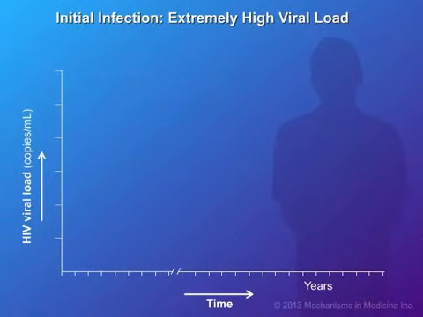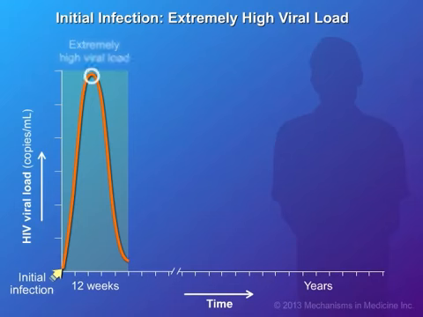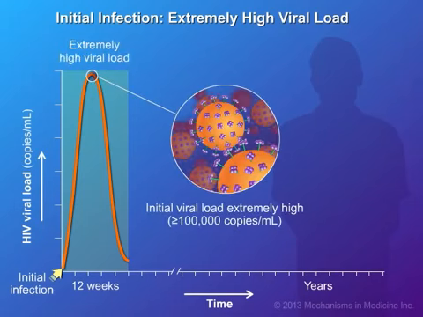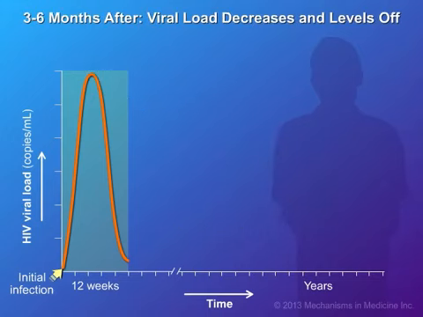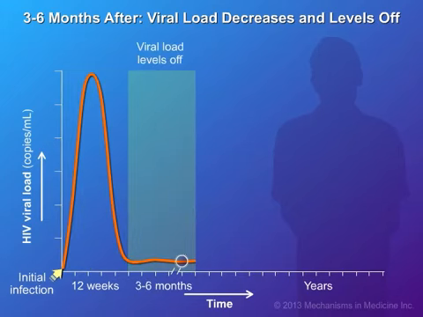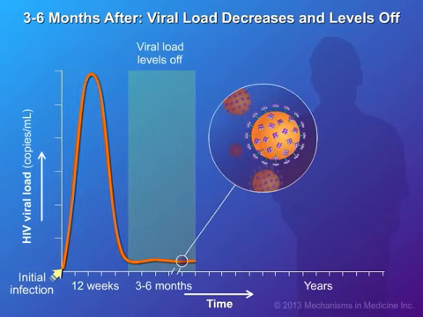People who are not infected with HIV have no viral load. When a person is first infected, viral load will be extremely high, quickly peaking to greater than 100,000 copies of HIV per milliliter of blood. Between 3 to 6 months after being infected, the viral load typically decreases and levels off.